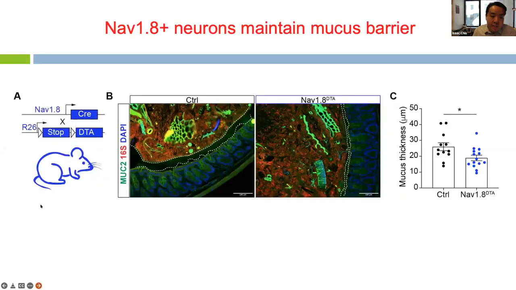And so what we found is that if we target these neurons using a diphtheria toxin reporter, so we cross NaV1.8 Cre with the Rosa26 diphtheria toxin, this ablates these neurons, and these mice lacking nociceptors had a lot thinner mucus layer. Here we're staining for the mucus with MUC2, and the 16S stains the microbiome. So this is a fecal pellet. You can see they're a lot thinner just at baseline compared to control littermates.